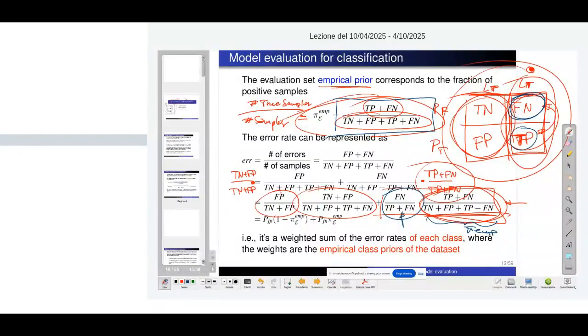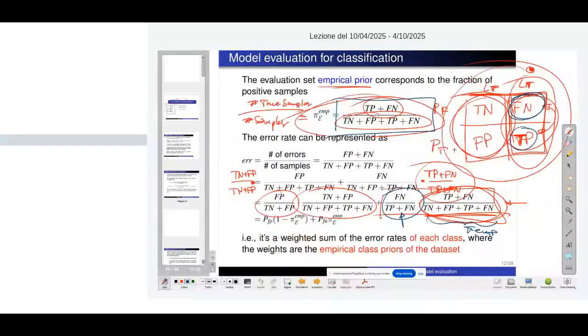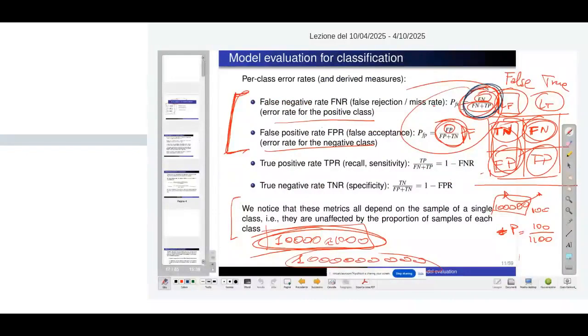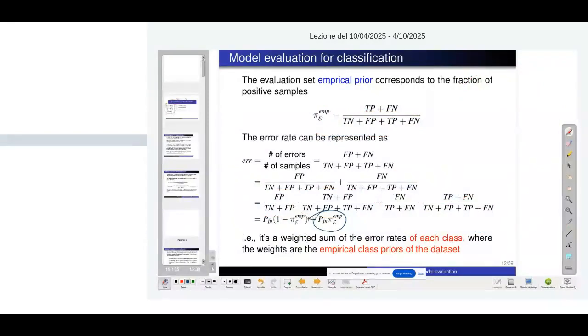What is this one? Go back one slide. It's false negative divided by true positive plus false negative. It's the false negative rate. So this term here is the false negative rate times the empirical prior. If you prefer, let's call it the false negative of the true class. This is the false positive rate times the empirical prior of the false class, which is 1 minus the empirical prior.